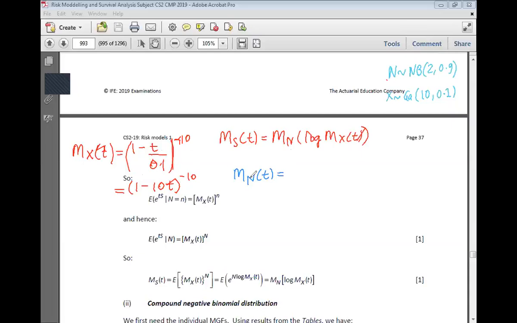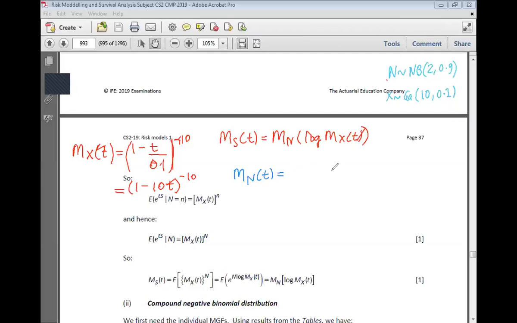Negative binomial. And what kind of negative binomial? Is it type 1 or type 2? It's type 2, right? Yeah, it is type 2. So can you dictate the MGF for it?